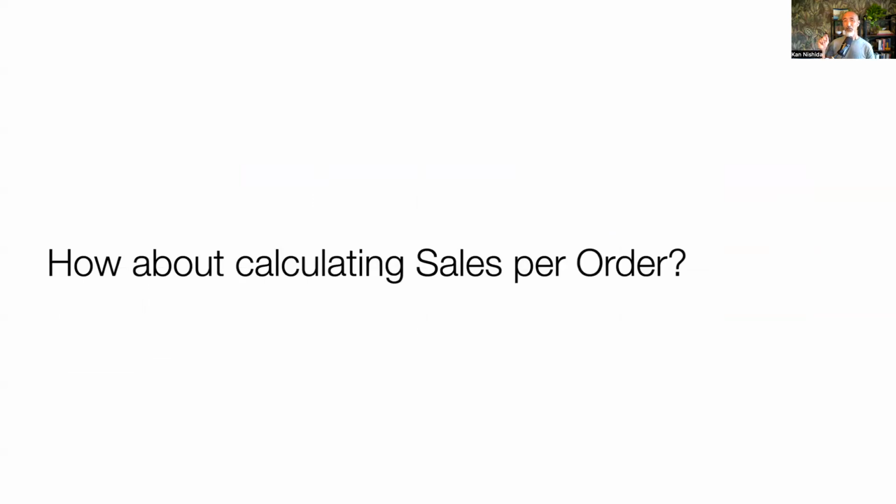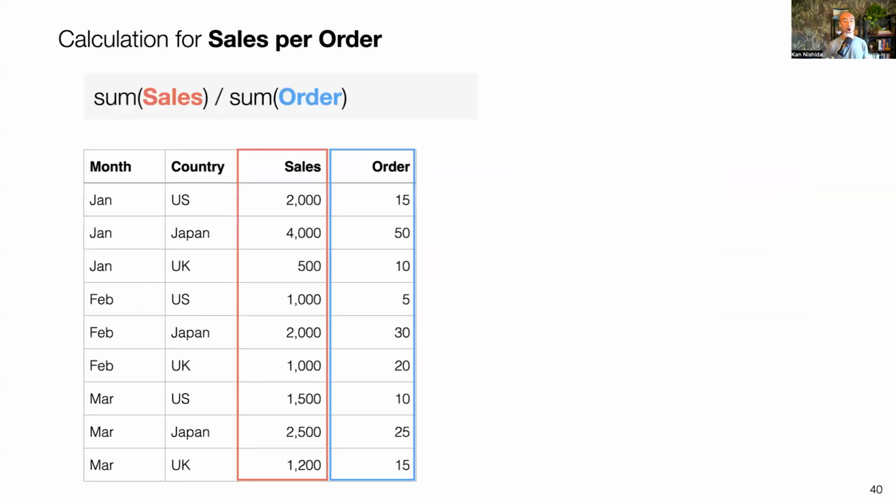So how about calculating sales per order? Calculating the total itself is cumbersome, but things get even more complicated when you start asking this type of question. I got the sales numbers, but there are a bunch of orders here, so I want to see how much the sales per order is. When you have the long format, the tidy data, all you need to do is sum bracket sales divided by sum bracket orders. That's the end of the story.